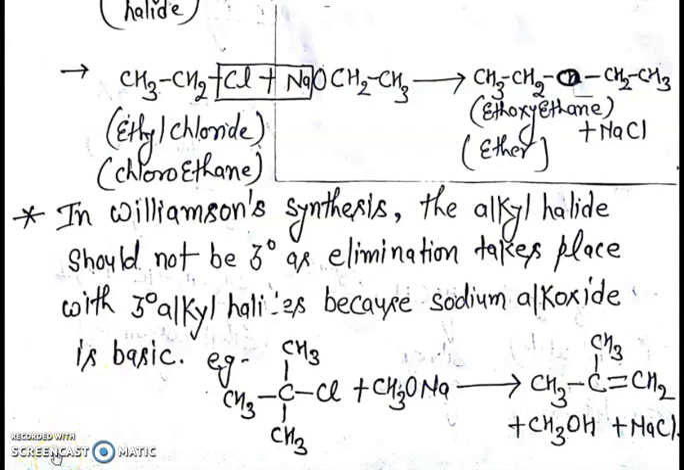In Williamson synthesis, the alkyl halide should not be 3 degree, as elimination takes place with 3 degree alkyl halides because sodium alkoxide is basic. For example, when 2-chloro-2-methyl propane, that is 3 degree alkyl halide, reacts with sodium methoxide to give alkane, that is 2-methyl propane.